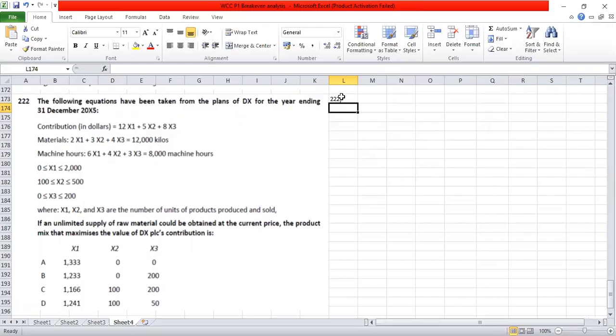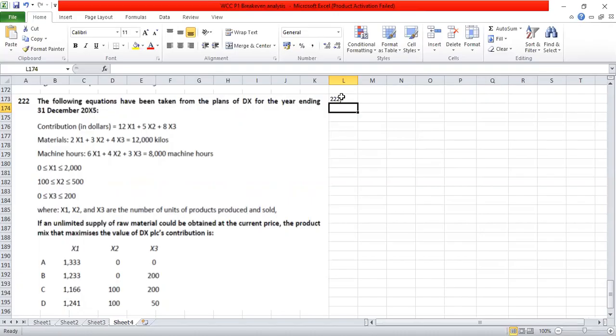Then there are constraints which are given. Material is 2x1 plus 3x2 plus 4x3. The quantity of material required by x1 is 2, x2 is 3, x3 is 4. They can use it until 12,000 kilos of material. Similarly for machine hours also, the total availability is 8,000 machine hours.